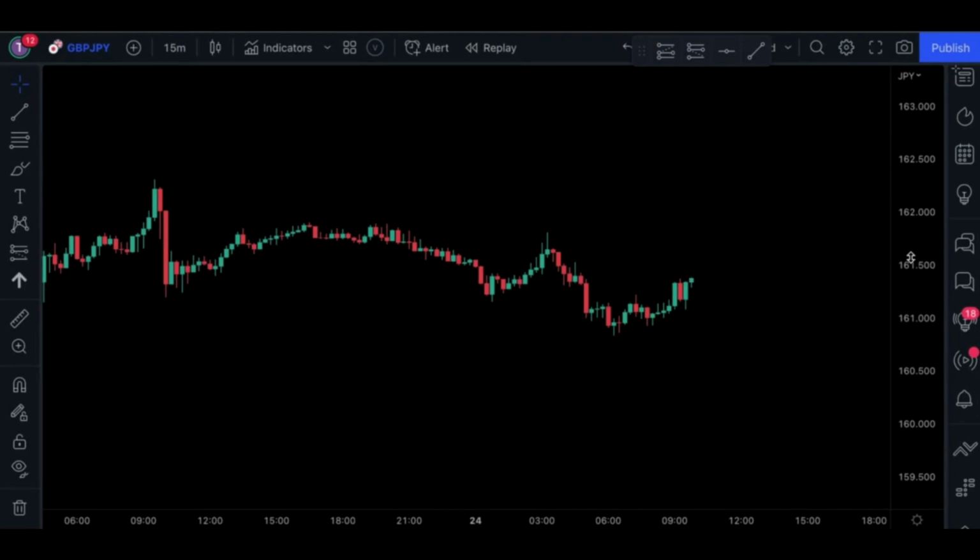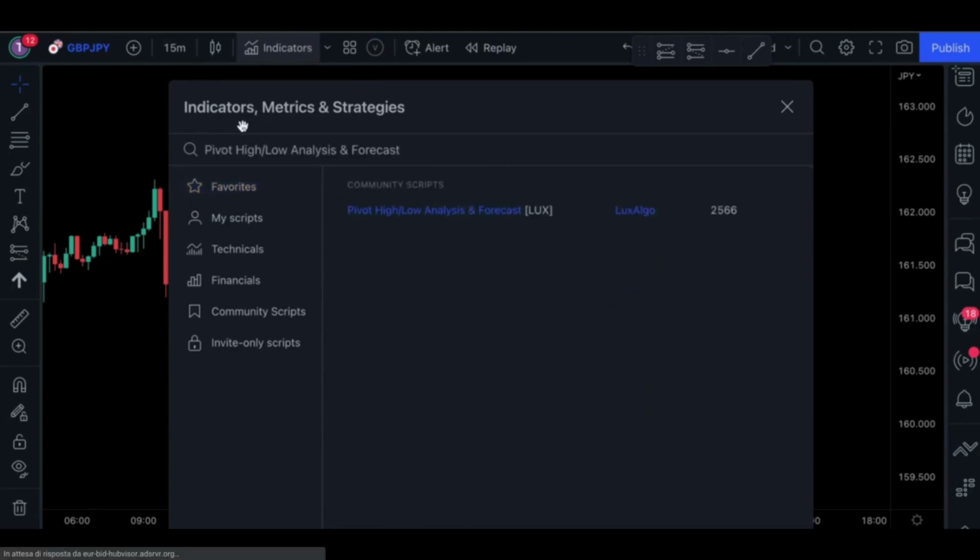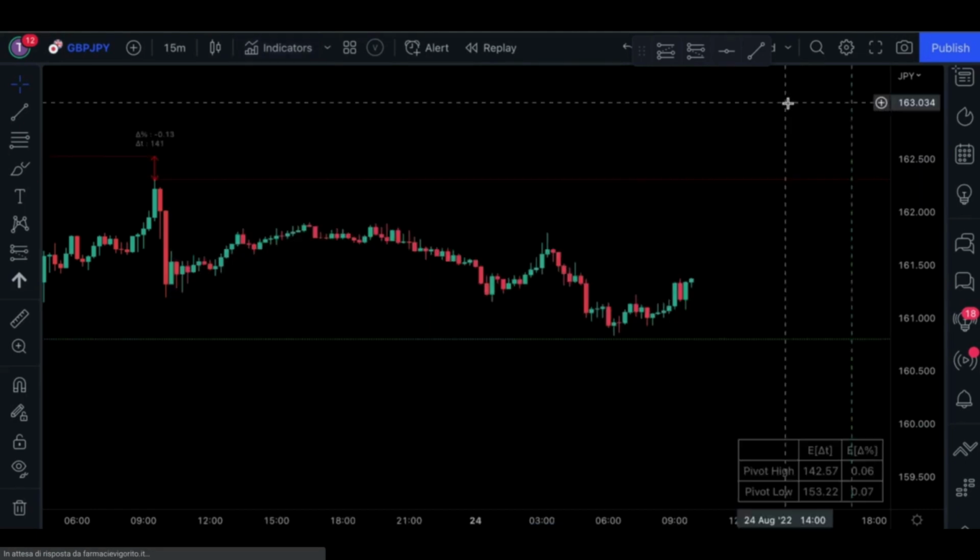Okay, now let's click on the indicators tab and search for Pivot High/Low Analysis Forecast by LuxAlgo. Make sure you save this indicator to your collection. This indicator returns pivot points highs/lows alongside the percentage change between one pivot and the previous one and the distance between the same type of pivots in bars.